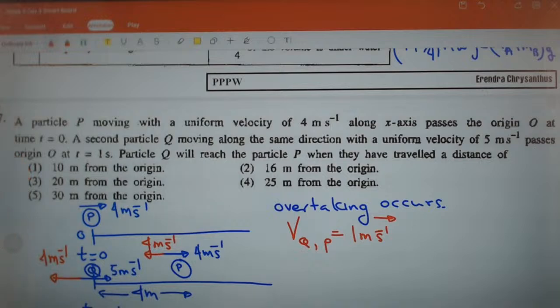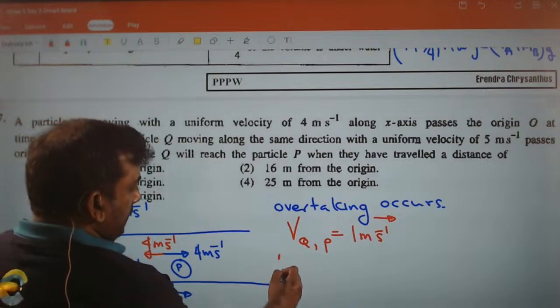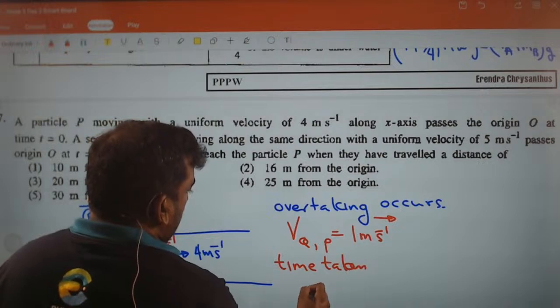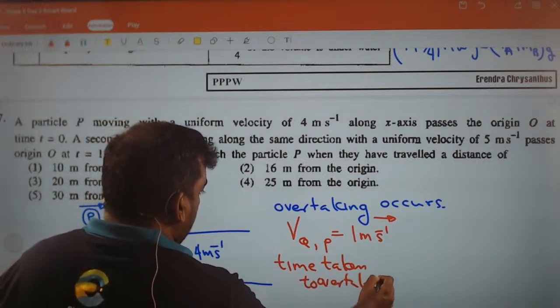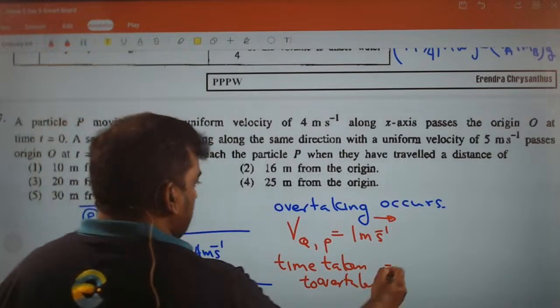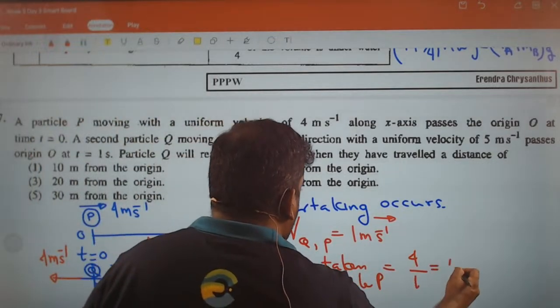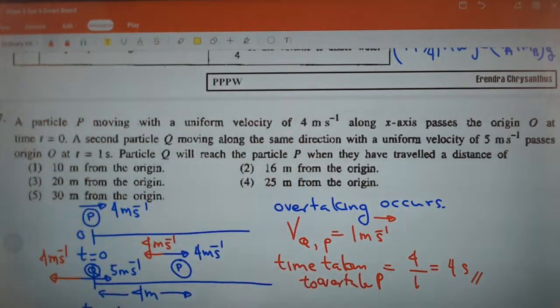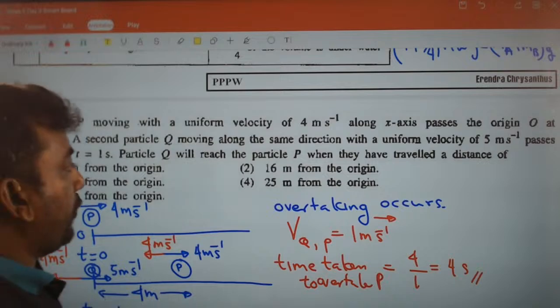Observe this carefully. Time taken to overtake P. So, distance: 4 seconds. Right. The question is very simple. When overtaking occurs, how far have they traveled?